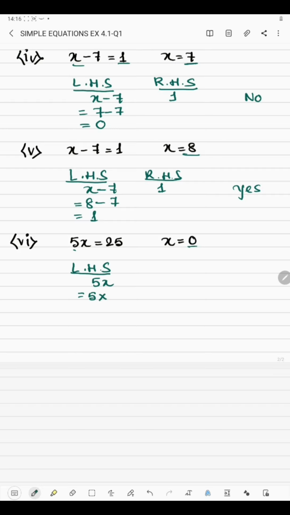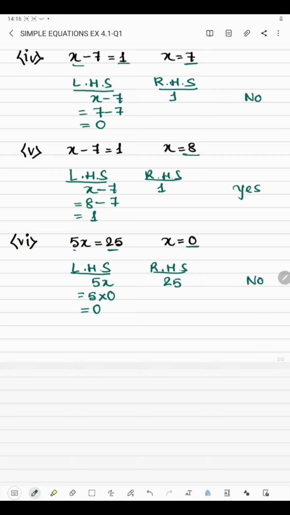So the value of x is given, which is 0. So 5 multiplied by 0 is 0. And on the right hand side we have 25, and 0 is not equal to 25. So we'll write no. This is not satisfied.